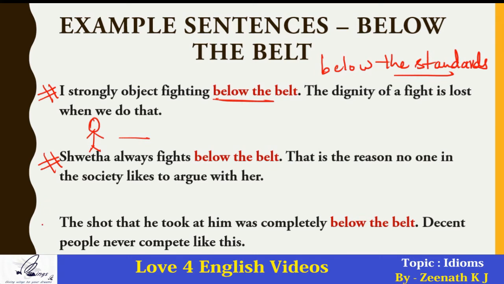Okay. The next example is: the shot that he took at him was completely below the belt. Decent people never compete like this. So whenever we compete with people formally or informally, on a particular platform or in different situations for that matter, we should always follow certain rules. The rules which make a man a gentleman, which make a woman a gentlewoman, which help us stand by the standards of fighting for that matter, right? So below the belt means below the standards.